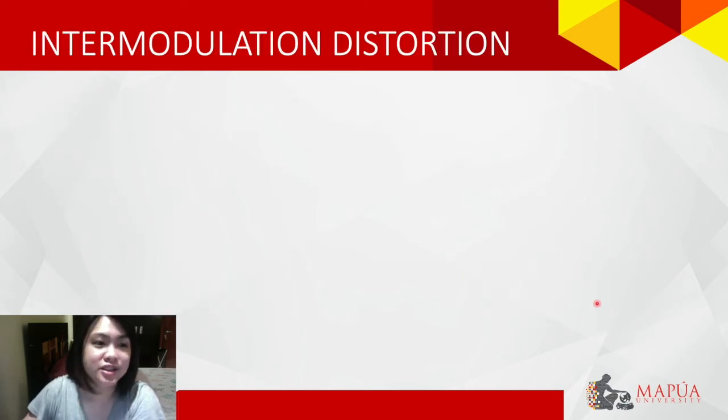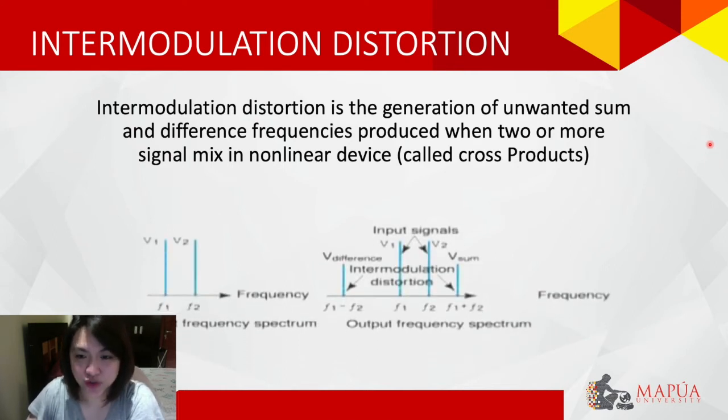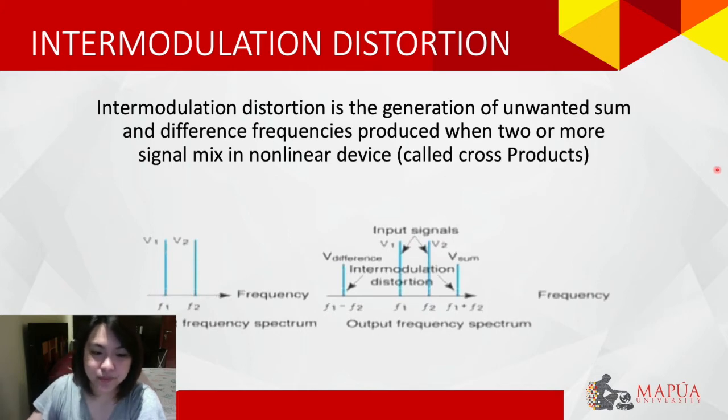For the intermodulation distortion, intermodulation distortion is the generation of unwanted sum and difference frequencies produced when two or more signals mix in a nonlinear device, called cross products. As you can see here, these are the fundamental frequencies. But then, since there are unwanted sum and difference frequencies produced by two or more signals mixing, this is what the intermodulation distortion looks like. This is the output.